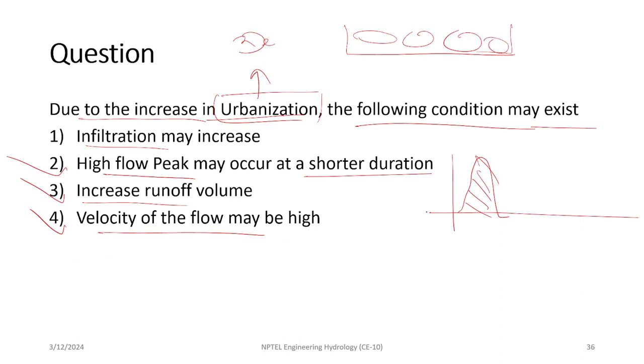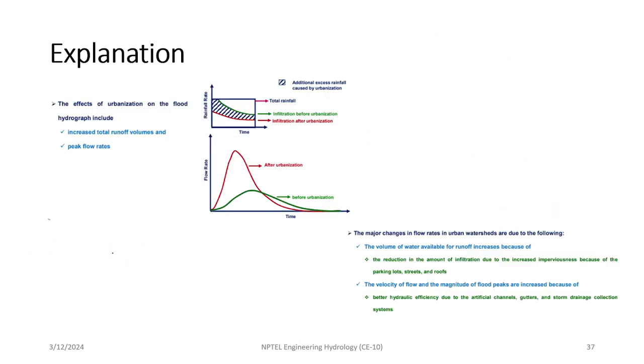If there is a pavement kind of structure and rainfall is falling, then there is no obstruction in the path of flow, so the velocity will be high. So this could also be a case. But what about one? Will it satisfy this condition? No. So 2, 3, 4 is correct in this case. We will look into the explanation also.